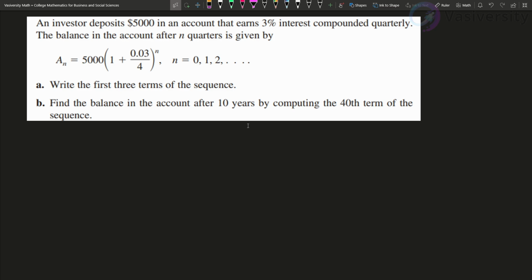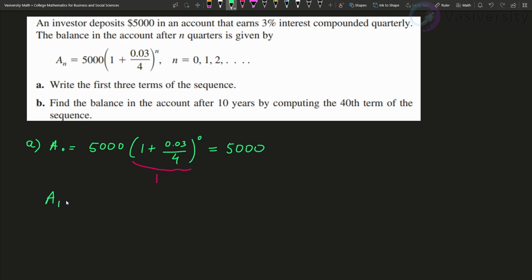So part A essentially is going to be A sub 0 is equal to 5,000 times 1 plus 0.03 over 4 to the power of 0. So that's equal to, the whole thing becomes just 1. Because it's to the power of 0, it's just going to be 5,000.